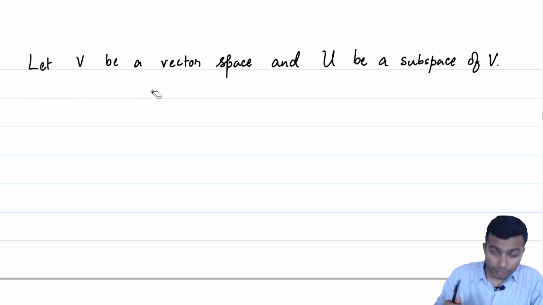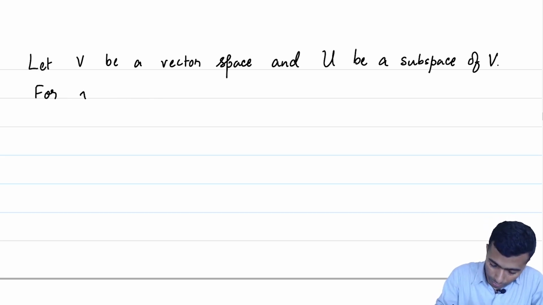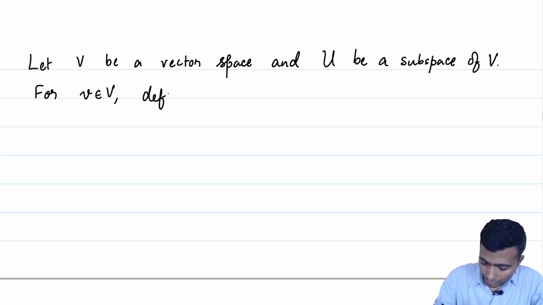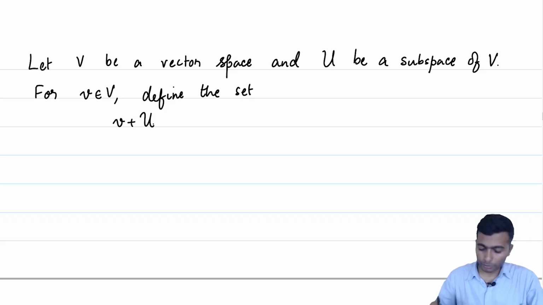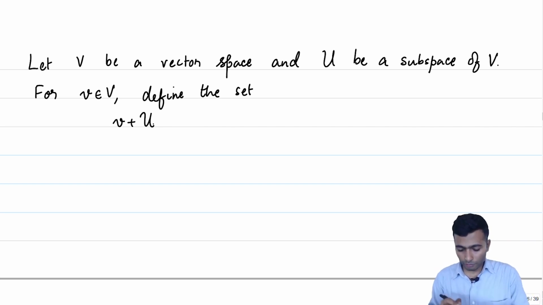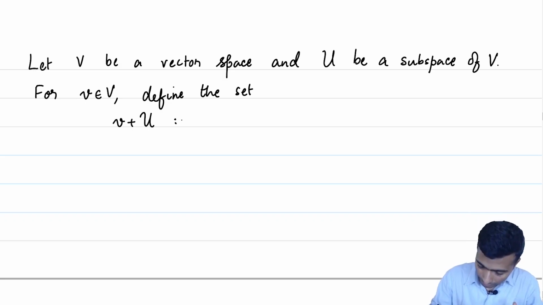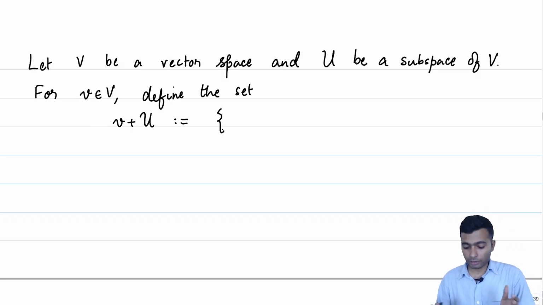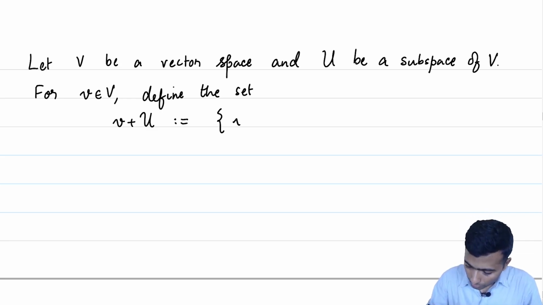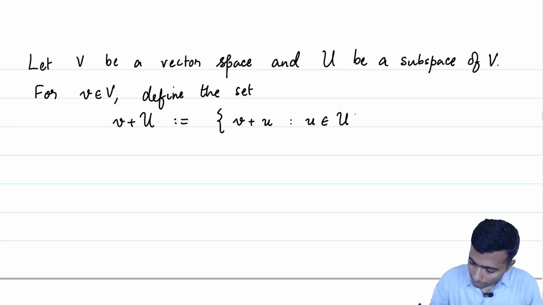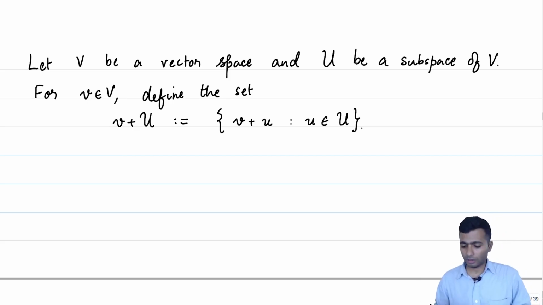for an element small v in capital V, define the set small v plus capital U. Remember that as of now, small v plus capital U does not make any sense because capital U is a subspace, small v is just a vector in capital V. We are defining it to be a set of, in some sense, translates of U. This is the collection of all small v plus small u, where small u belongs to capital U. So in some sense, we have translated our capital U by v.